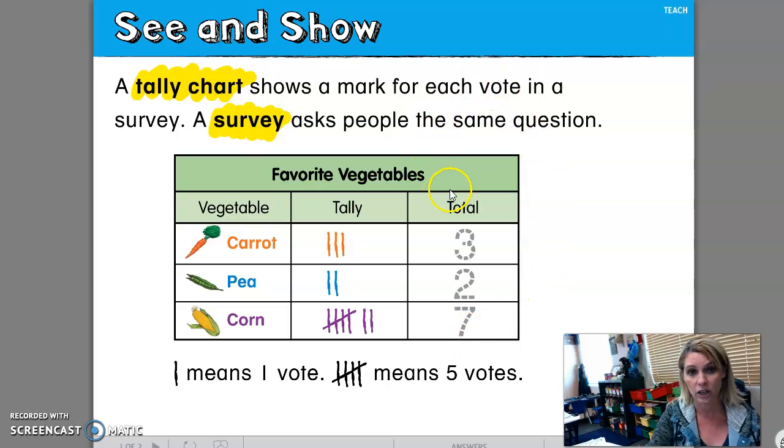Let's take a look at our chart. At the top is the title. It tells us what we're talking about. We're talking about favorite vegetables. And then we come down here. It lists the vegetable, the tally mark, and then the total.